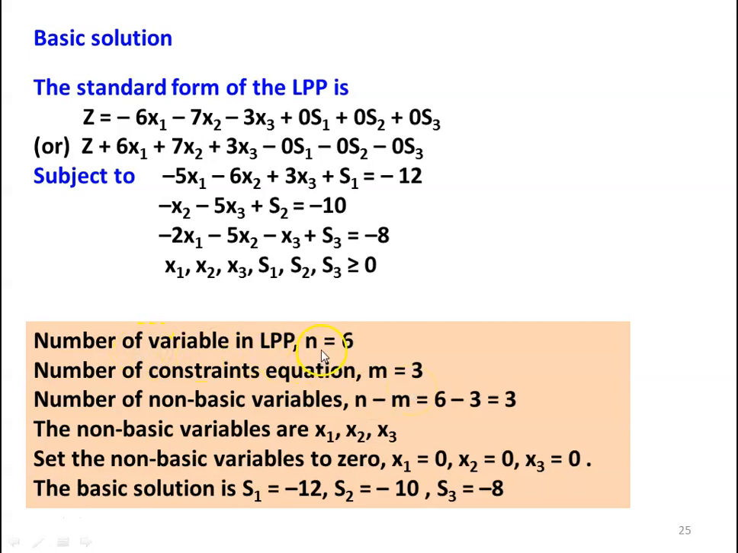Now, the number of variables n equal to 6. So, x1, x2, x3, s1, s2, s3, there are 6 variables.